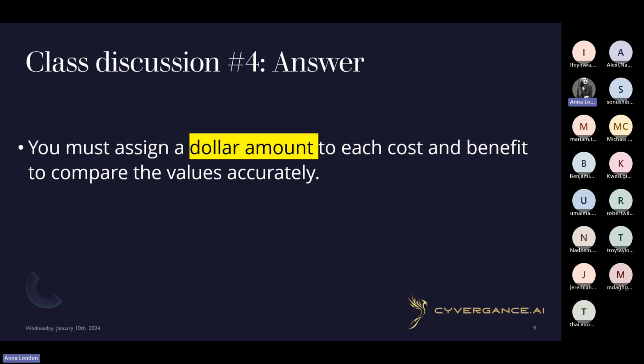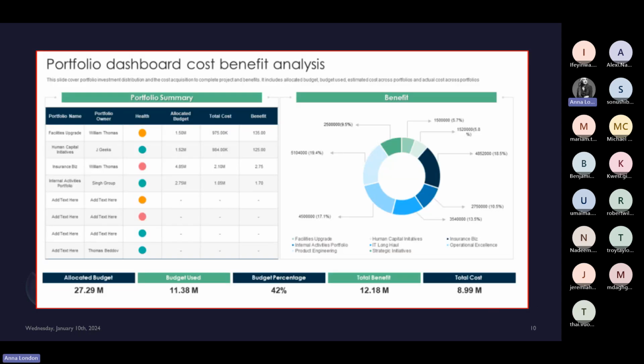And the templates we're going to discuss in the next slides, because I'm going to pull different types, different views and things. So that's important too. So here's an example of a facilities upgrade, the human capital, insurance, internal activities, a variety of things. So it's lots of different ways to slice and dice, okay?